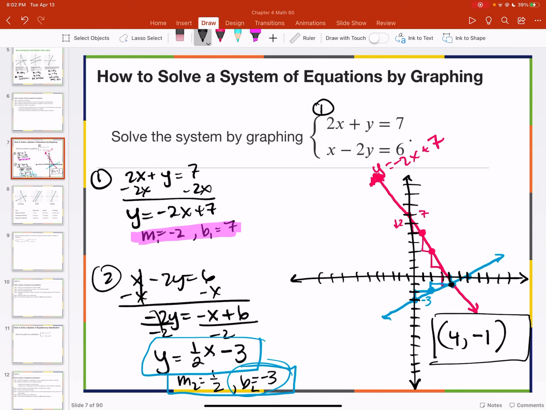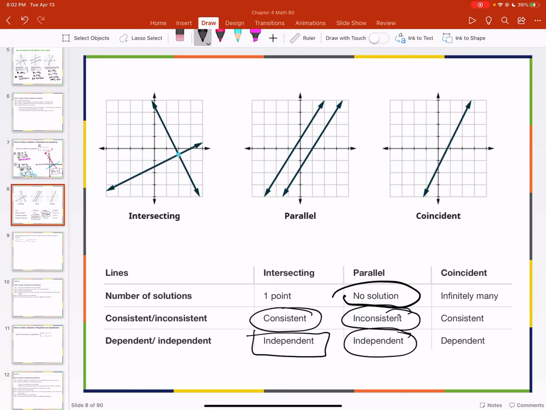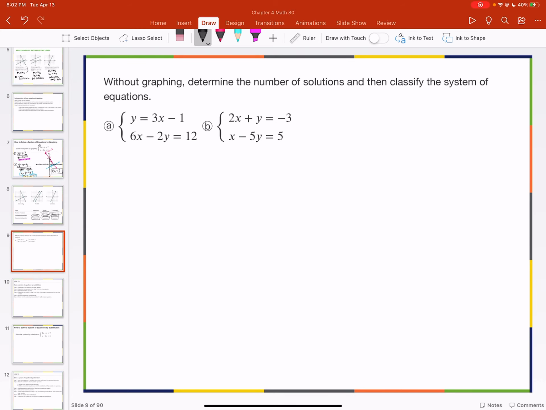Okay, so that's graphing. A couple of things we want to say about the types of solutions. If they intersect, you have one solution, and we call that a consistent system, and they are independent. Parallel means no solution, an inconsistent system. And if it's the same line, you have infinitely many solutions because they cross infinitely many times. It's considered a consistent system, and they are dependent.